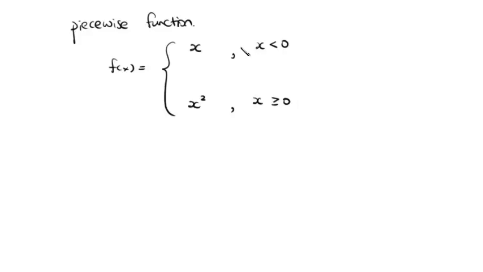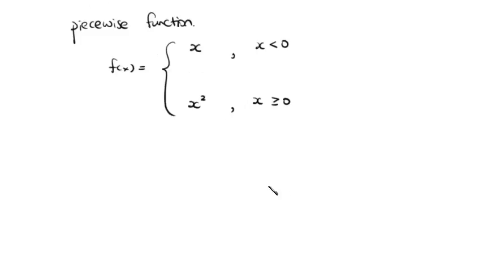Piecewise function. So a function could be defined with a curly bracket like this, and I can write x, and x squared, and the condition is with a comma, x is less than 0, x is greater or equal to 0. So what that means is that the function is just going to be x when x is less than 0, and the function is going to behave as if it's x squared when x is greater than or equal to 0.